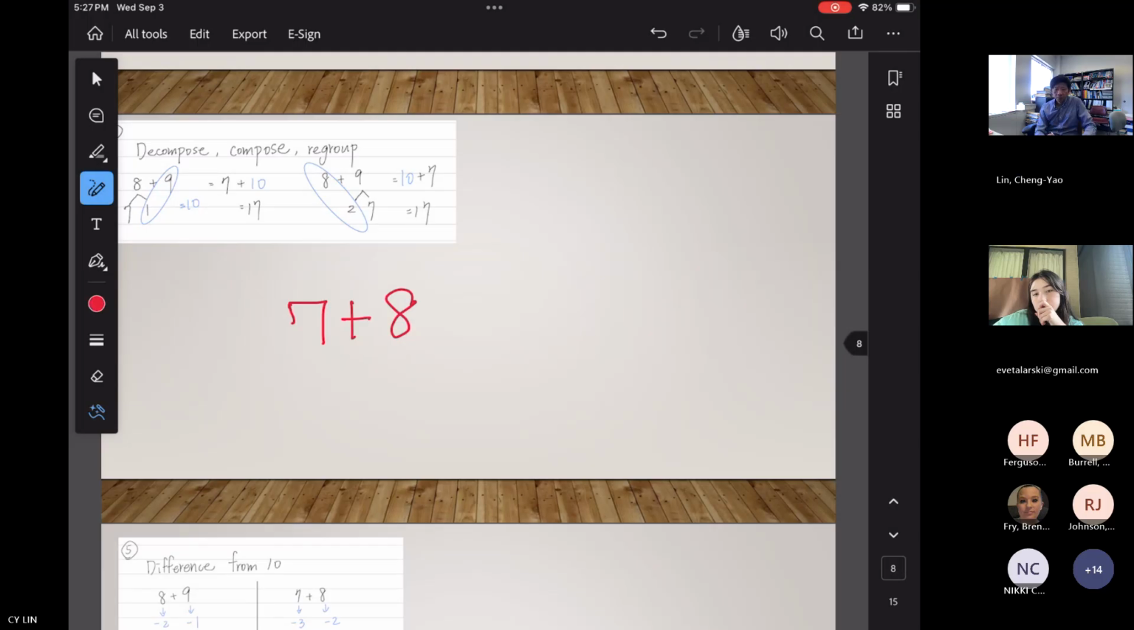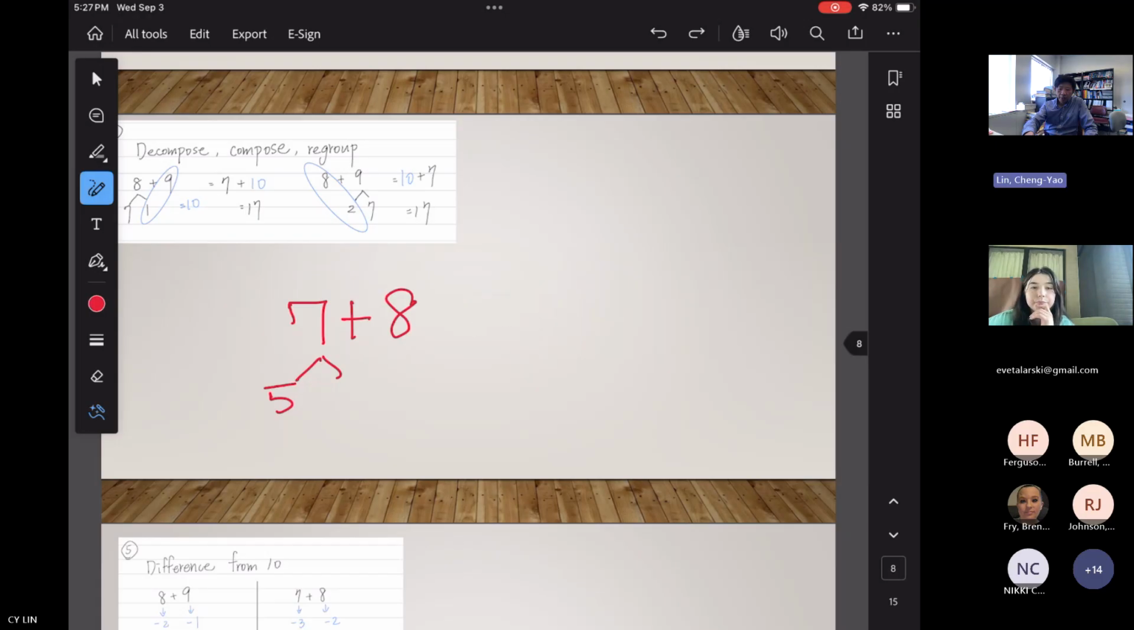All right. When you decompose, can you decompose 7 as 5 and 2? Did you get this? So therefore, 8 plus 2 is 10. And once you decompose, yes, 8 plus 2 is 10, and 5. So therefore it is 15, right? That's one way you can decompose.